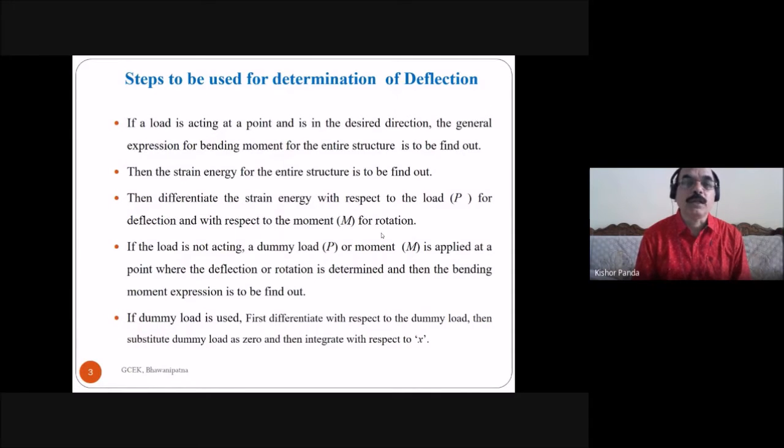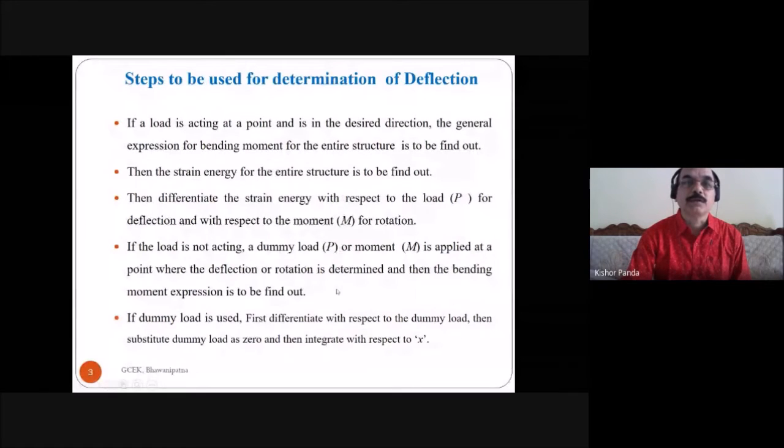And if the load is not acting on the structure, then you have to apply a dummy load or dummy moment where you find out the deflection or rotation. After using the dummy load and moment, you have to find out the bending moment expression. Then you have to find out the strain energy expression. Then you can differentiate it with respect to the dummy load. Then you have to substitute the dummy load as 0. Then you have to integrate with respect to x. Then we'll find out the deflection or rotation at the applied point of the dummy load or dummy moment. So these are the steps we have already discussed.